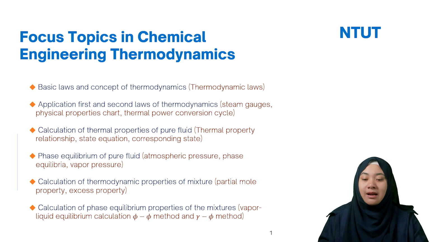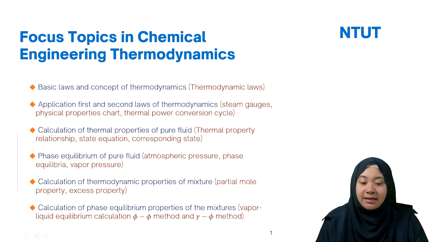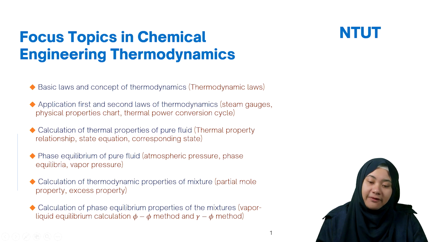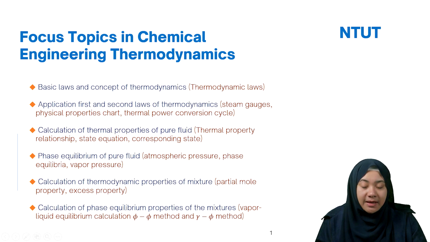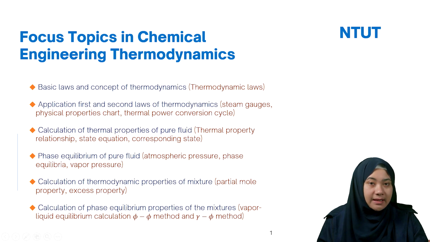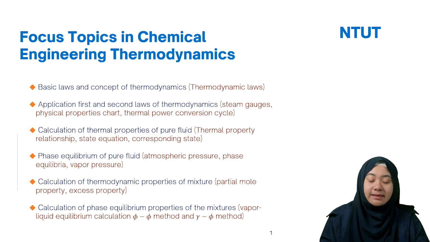And we also have the calculation of phase equilibria properties for mixtures, like VLE calculation, like we discussed before about the phi-phi method. The phi-phi method is mostly used at high pressures. And then we also have the gamma-phi method. The gamma-phi method we use for low up to moderate pressure. Here, gamma is for the activity coefficient model, and for the phi method we mostly use equations of state, for example Redlich-Kwong and Peng-Robinson. This is the phi method.